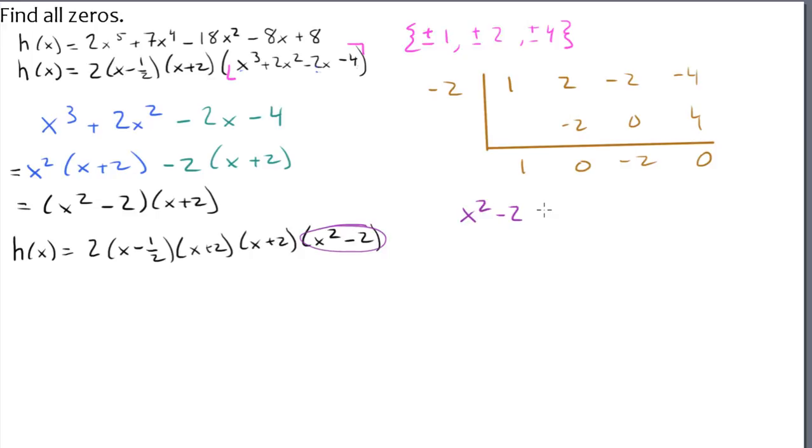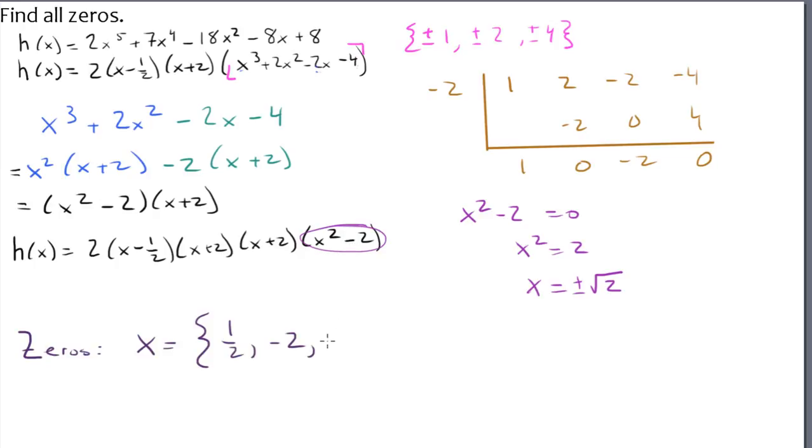X squared minus 2 gives us x squared equals 2, gives us x is equal to plus or minus the square root of 2. So I think with that done, we can write all of our zeros out. X is equal to the set 1/2, minus 2, plus the square root of 2, minus the square root of 2. We found all of them, and what's even more is we had this repeated root. So we did account for all 5 degrees of x because of that repeated root.